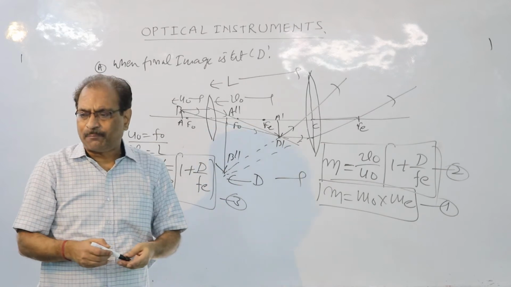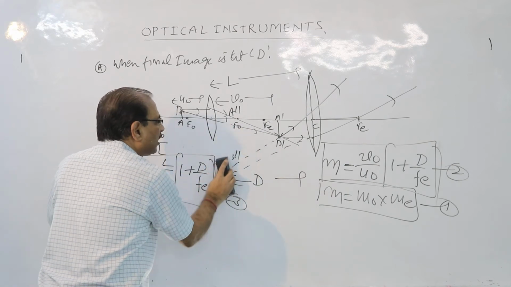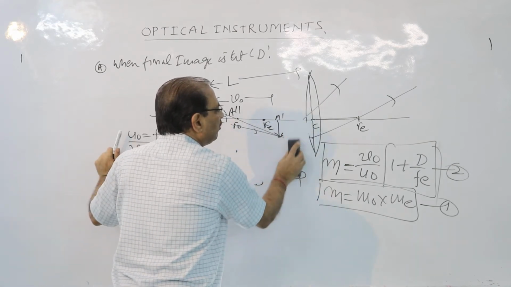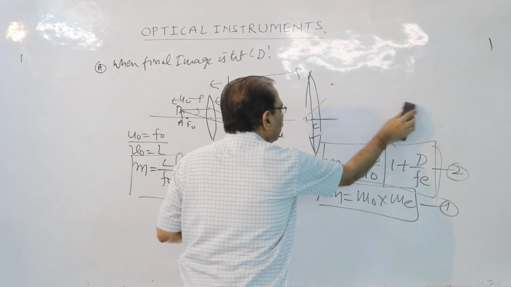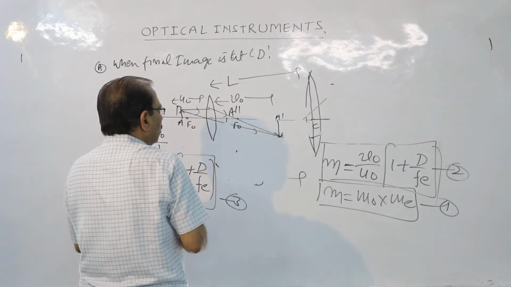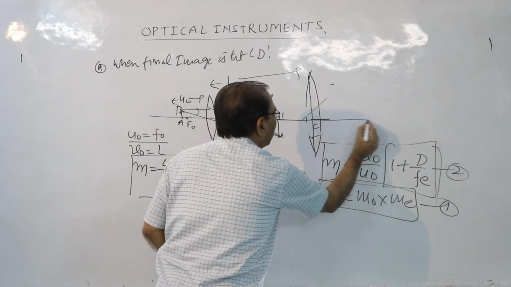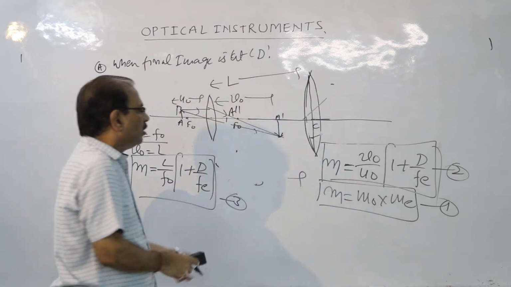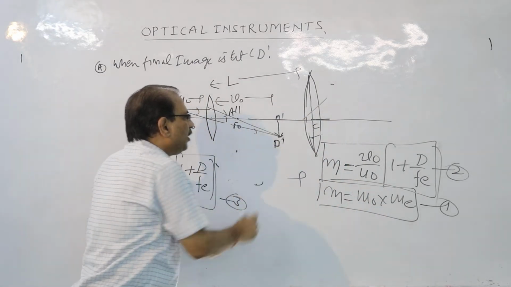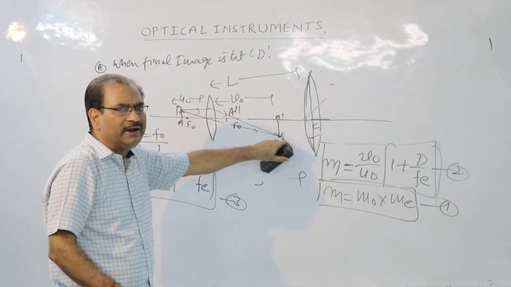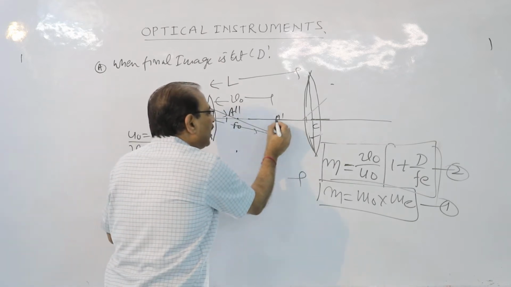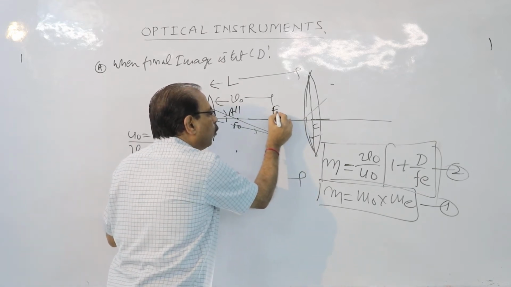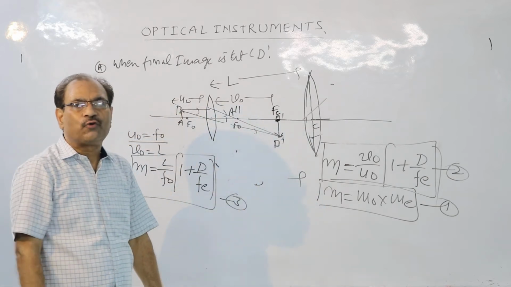formed. So, children, for that purpose, I need to correct the diagram. The first part of the diagram remains the same, only there will be a change in the second part of the diagram. Children, see here, now this is going to be the eye lens. A'B' will be the object for the eye lens. The distance between the two lenses is so adjusted that this point becomes FE, the principal focus for the eye lens.